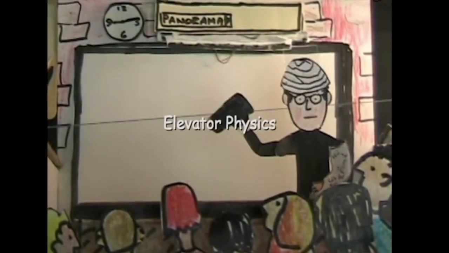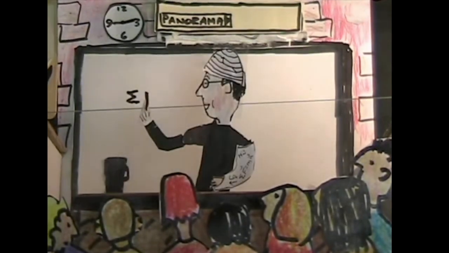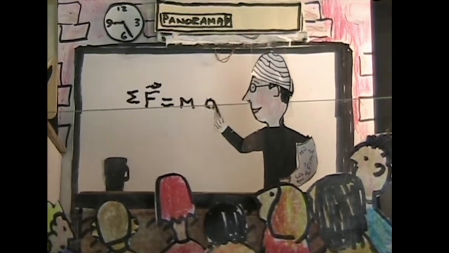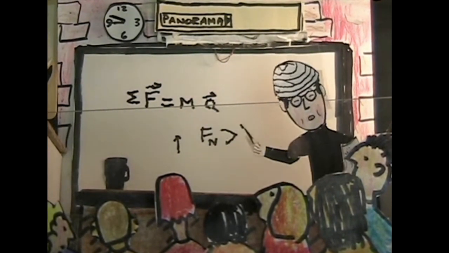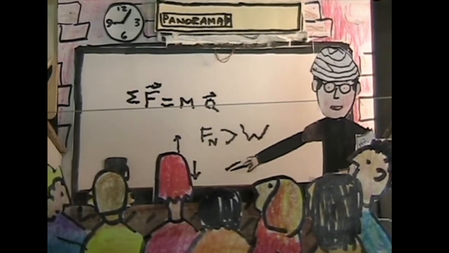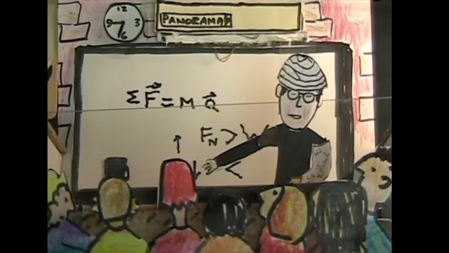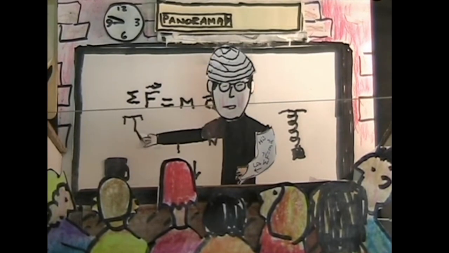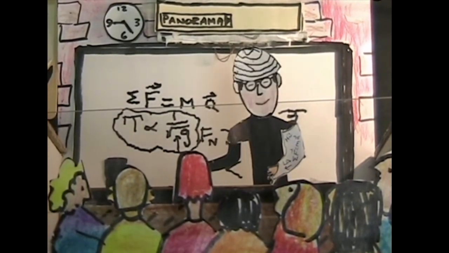Good morning, class. Today we're going to apply Newton's second law to riding an elevator. Newton's second law, net force equals m times a. Accelerating upward, you feel heavier. Accelerating downward, you feel lighter. A mass on a spring will reflect how you feel. A clock on board will tick faster when you're accelerating upward and tick slower when you're accelerating downward.